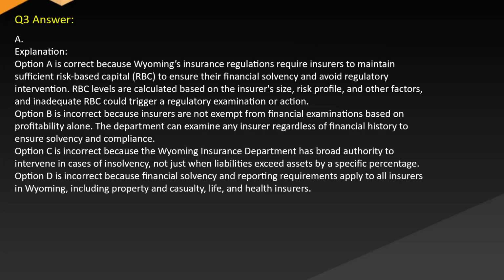Answer A. Explanation. Option A is correct because Wyoming's insurance regulations require insurers to maintain sufficient risk-based capital (RBC) to ensure their financial solvency and avoid regulatory intervention. RBC levels are calculated based on the insurer's size, risk profile, and other factors, and inadequate RBC could trigger regulatory examination or action. Option B is incorrect because insurers are not exempt from financial examinations based on profitability alone.